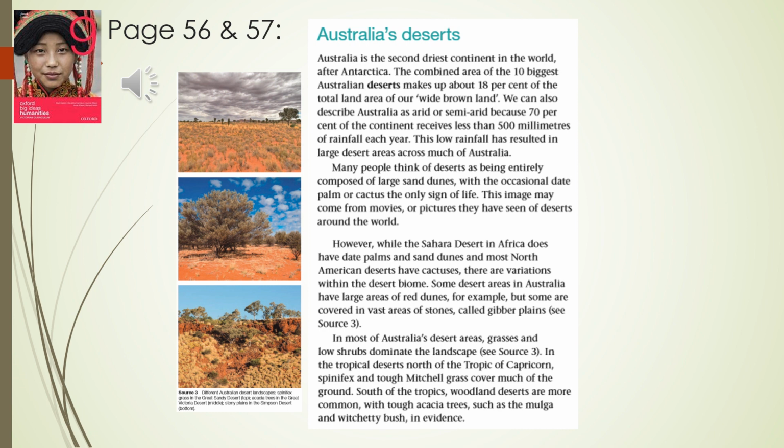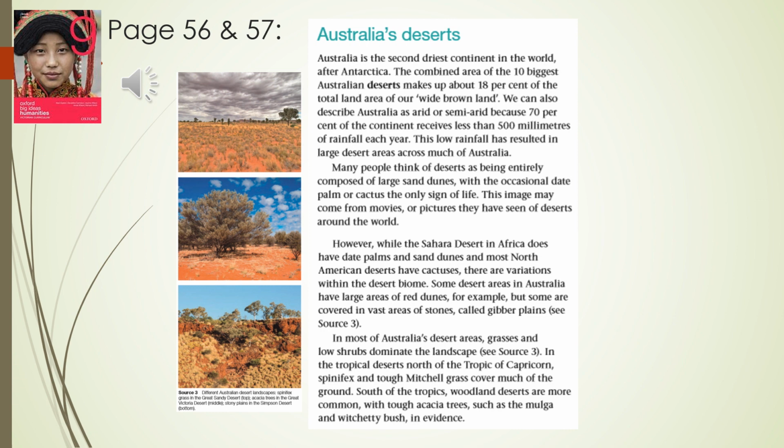Many people think of deserts as being entirely composed of large sand dunes with the occasional date palm or cactus as the only sign of life. Now, this image may come from the movies or maybe pictures that they've seen of deserts from around the world. However, while the Sahara Desert in Africa does have date palms and sand dunes and most North American deserts have cactuses, there are variations within the desert biome. Some desert areas in Australia have large areas of red dunes, for example, but some are covered in vast areas of stones, and that's called a gibber plain, and that's source number 3, so the one down the bottom.